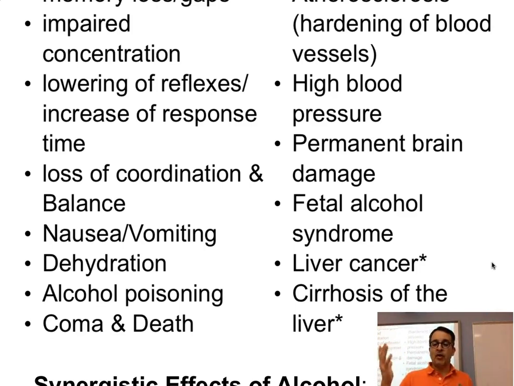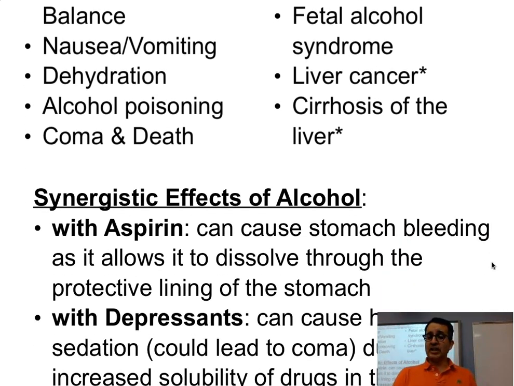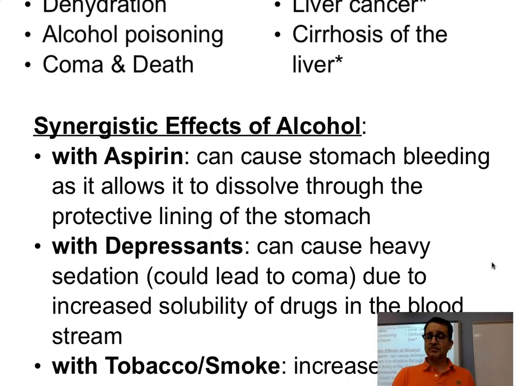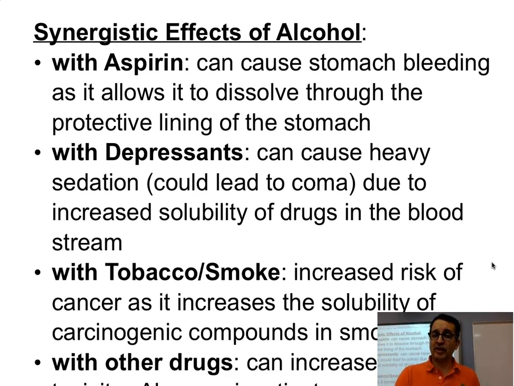And this is actually something that we can see. When people develop alcoholism, you can see people having tremors in their hands. This has to do with actual damage of the motor neurons. Alcohol also has increased effects, or synergistic effects, with some different drugs.